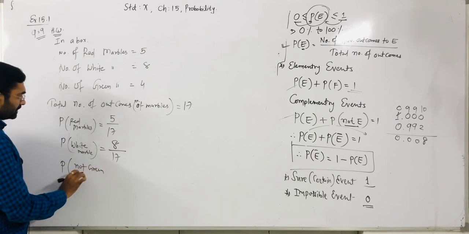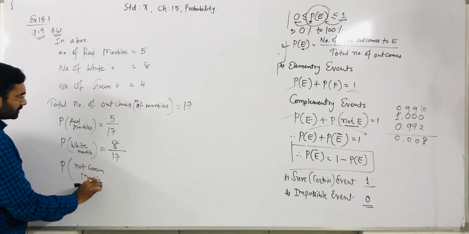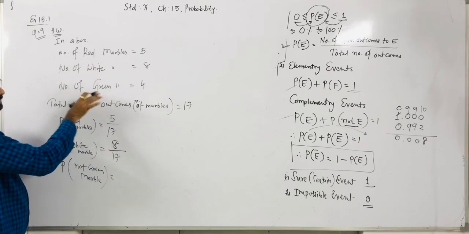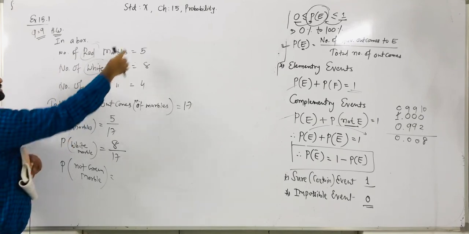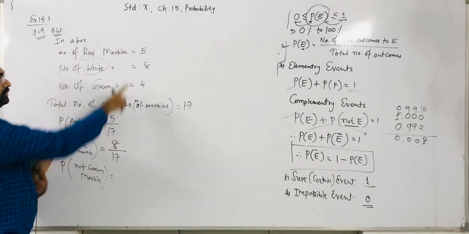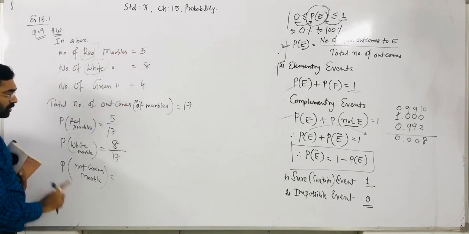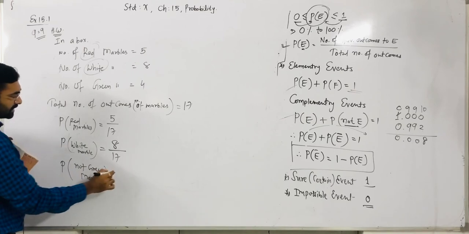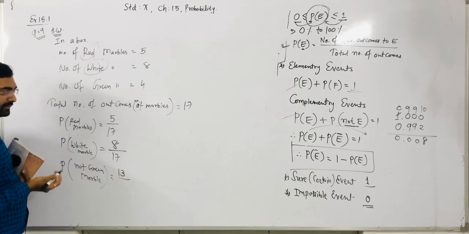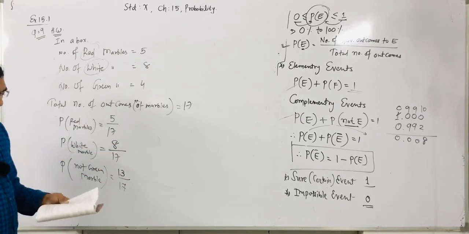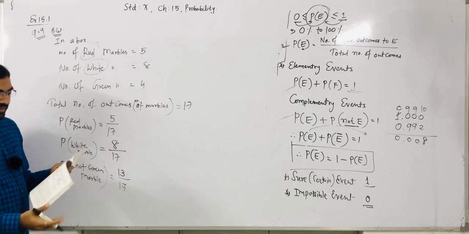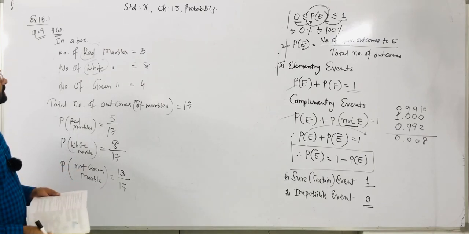Not a green marble means what? In the box, there are 3 types of marble. Not a green marble means you get a red or white marble, right? So you have to add them. So you get 13. So there are 13 possibilities in which you get a not green marble. So the favorable outcome is 13, and the denominator is the total number of outcomes, 17. 13 by 17. Okay, so that way you can solve question number 9. Right?